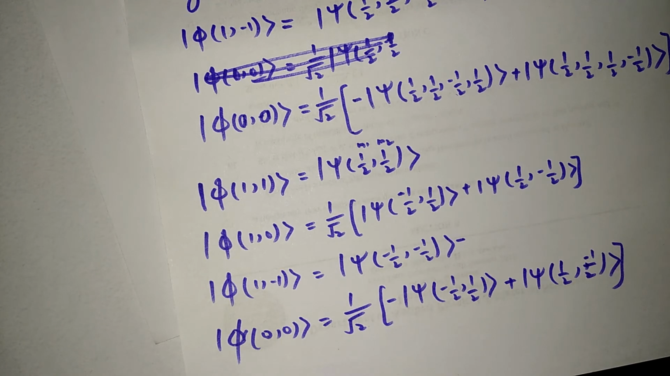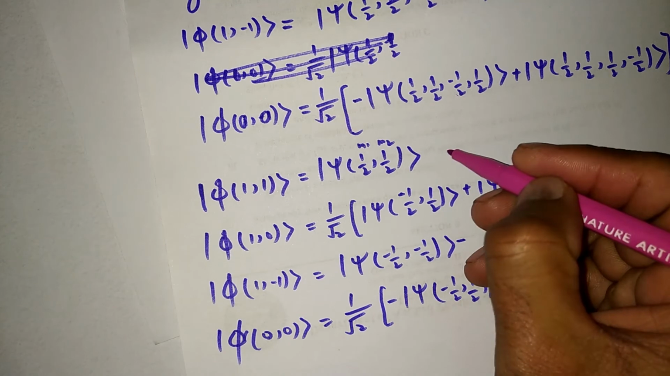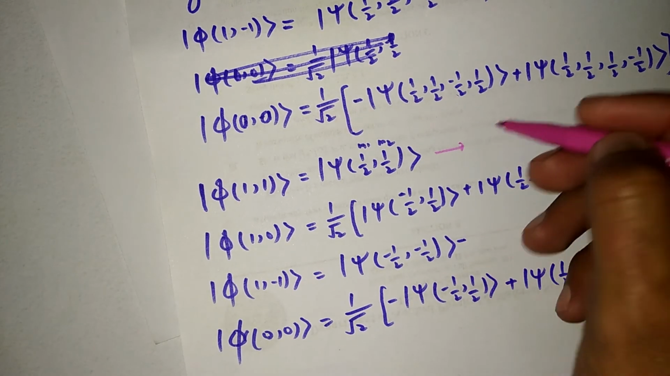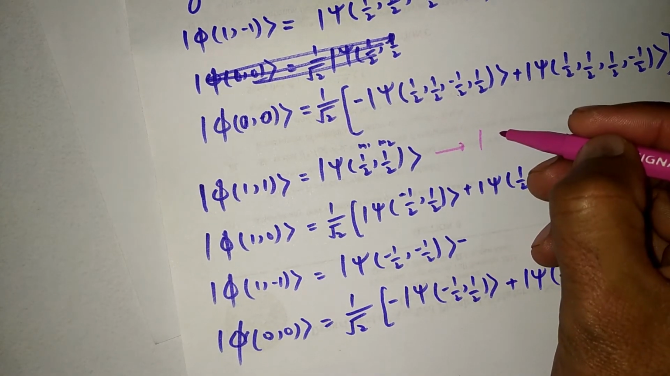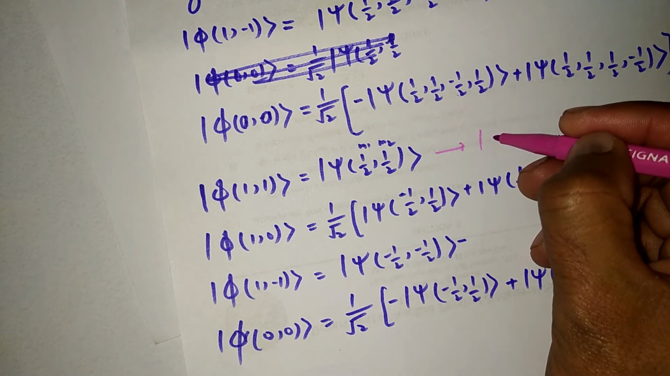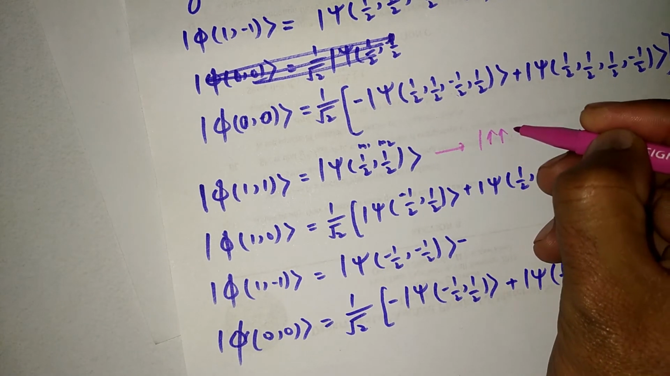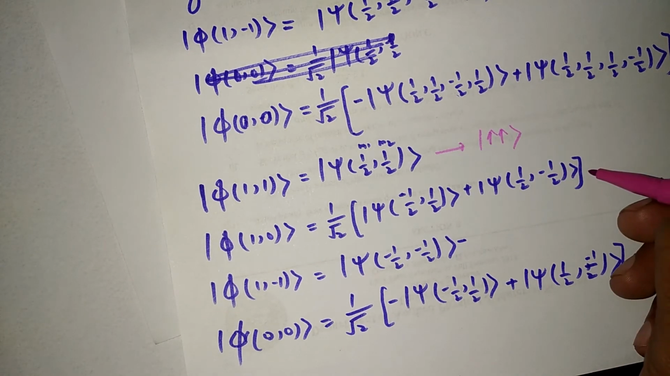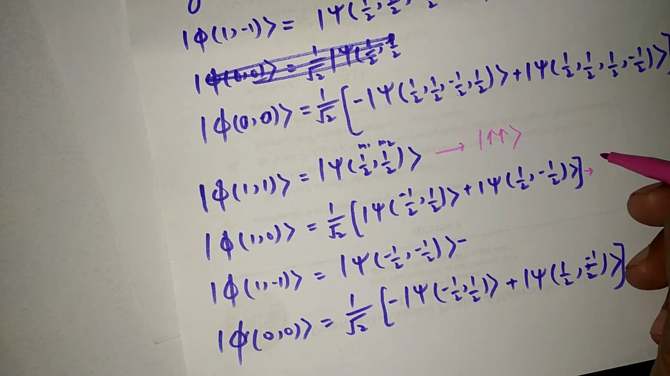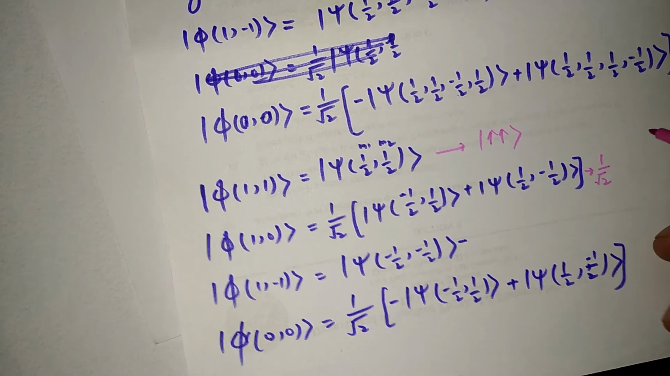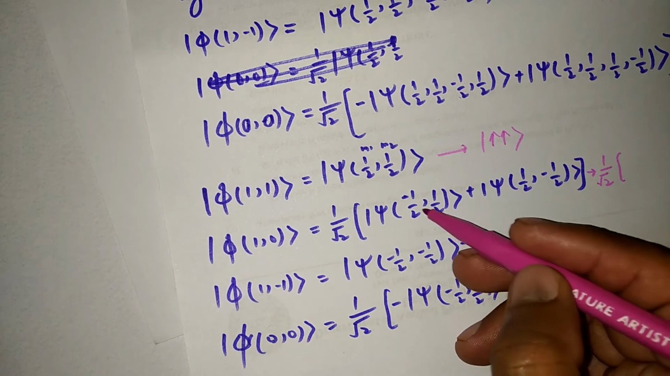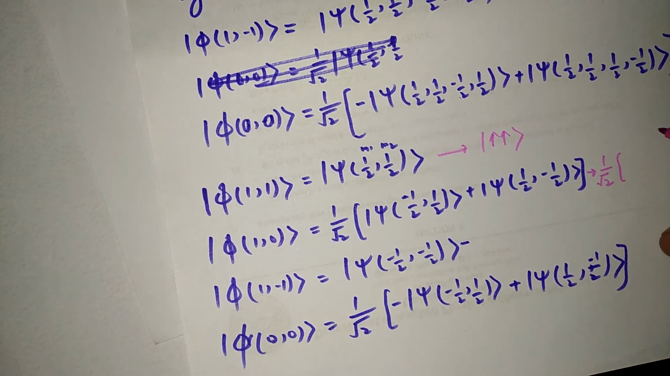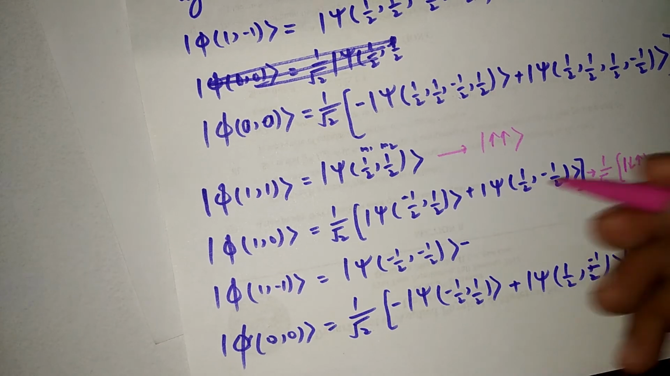This 1 1 state is the spin up state, is called spin up state, and this is up state, and this one is the linear combination of, this can be represented as 1 over root 2 of down up plus up down.